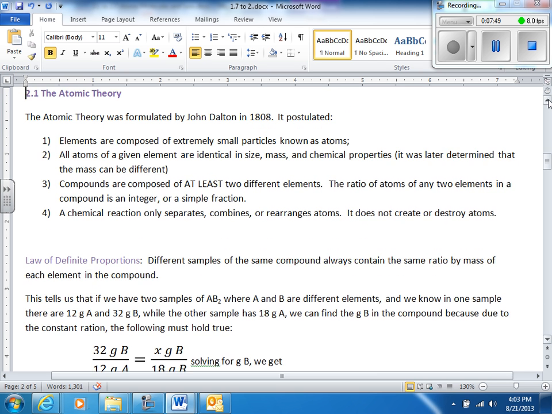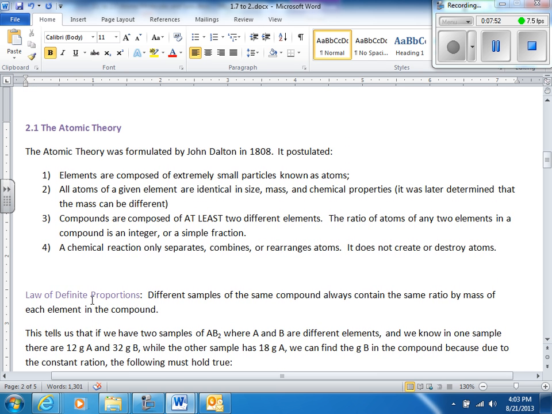Okay, law of definite proportions. This is an important law, and it states that if you have different samples of the same compound, the samples should always have the same ratio by mass of each element in the compound. It's not that the law itself is so important, but the law helped us understand a concept we will learn later, which is the mole concept.